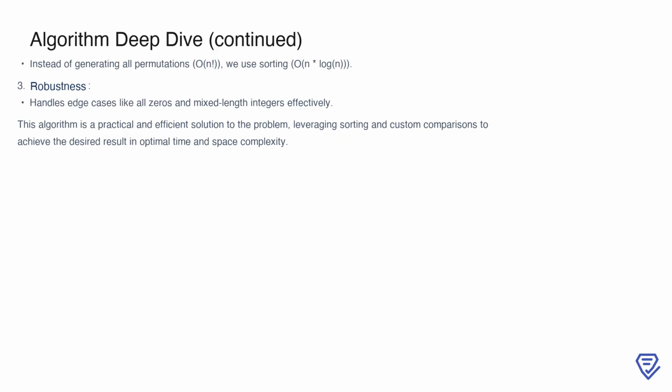with a custom comparator. Furthermore, the algorithm is robust, handling edge cases like all zeros, single-digit inputs, and mixed-length integers seamlessly. By leveraging sorting and custom comparisons, we achieve a practical solution to the problem with optimal time and space complexity. This makes the algorithm not only elegant but also highly suitable for real-world applications where input sizes can be large. It's a great example of how a simple yet clever insight, comparing concatenated values, can lead to an efficient solution for what initially seems like a complex problem.